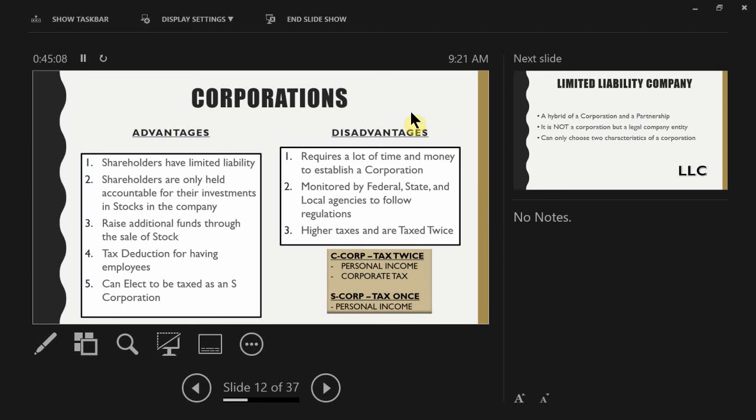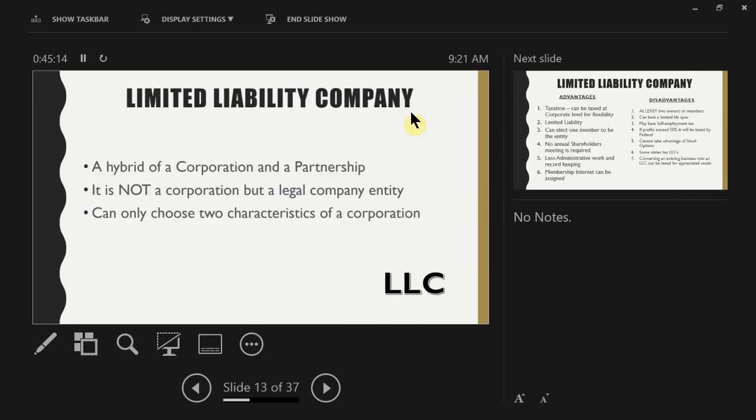Okay, we got 2 more entities left, and then we'll take a break after this. So let's go ahead and dive into the last 2. So limited liability company. Okay, so what is a limited liability company?